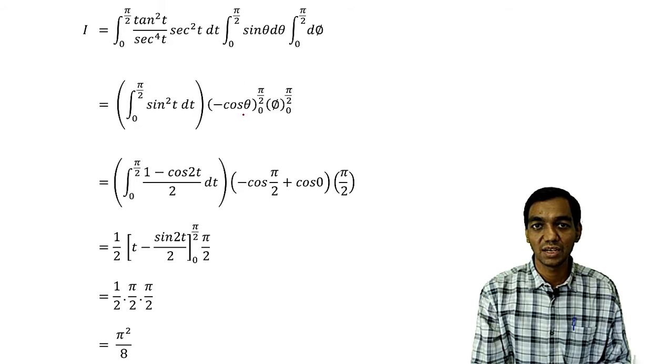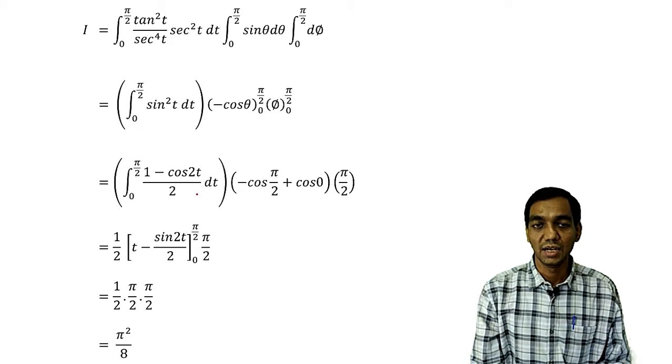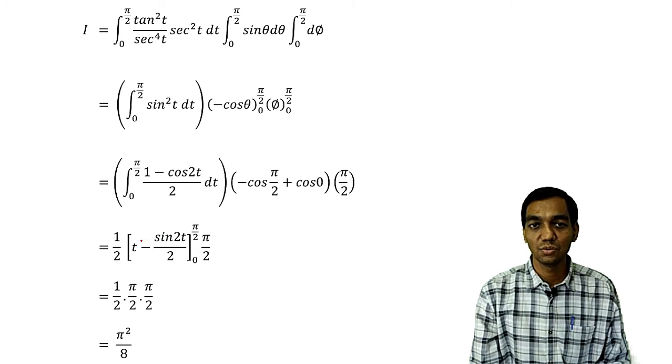Sin has an integration minus cos, limit from 0 to pi by 2, and d phi has an integration phi, limit from 0 to pi by 2. So sin square is not directly integrable, so replace it with (1 minus cos 2t) by 2 and integrate it. So that will give you t minus sin 2t by 2.